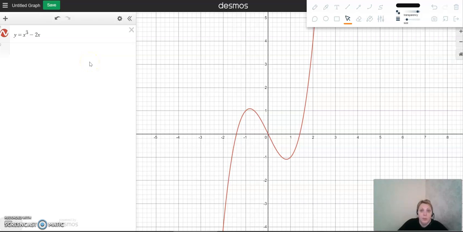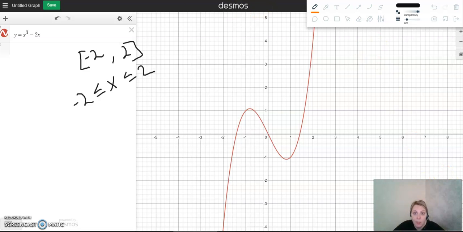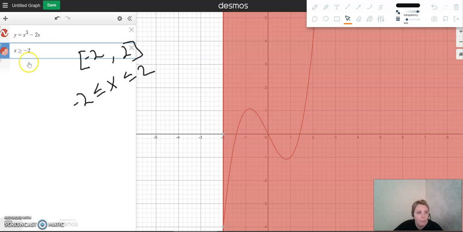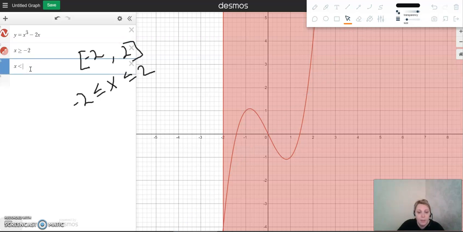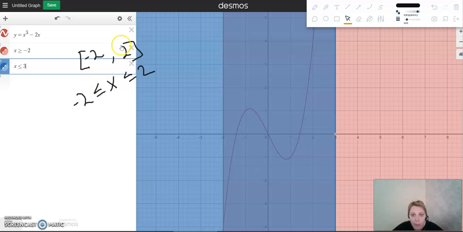So this is my domain over here, from negative 2 to 2. Or if you like, I can write down x is greater than or equal to negative 2 and less than or equal to 2. So once again, I'm going to do the same thing I did in Desmos. I'm going to go ahead and split up that inequality. x is greater than or equal to negative 2, and x is less than or equal to 2. And once again, I'm looking at my overlap.